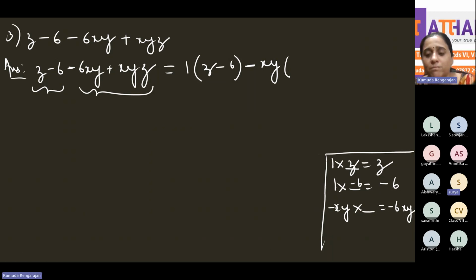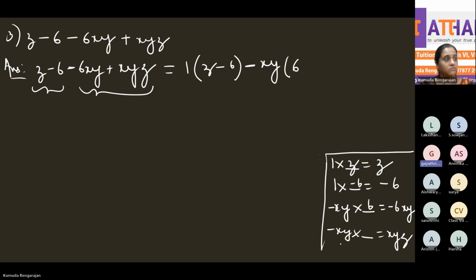Yeah. So minus xy into what will give you the third term, minus 6xy? Just 6. And again, minus xy into what will give you the last term, xyz? Minus z, because minus into minus is plus xyz. So it's minus z here.